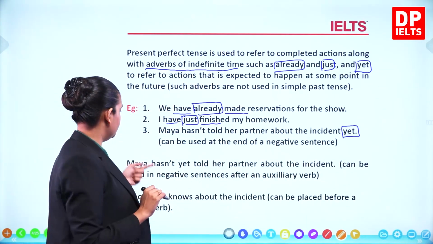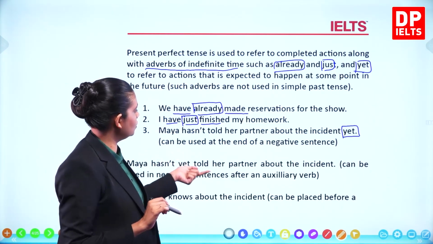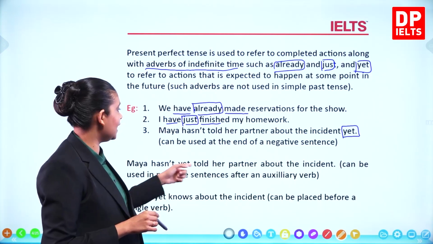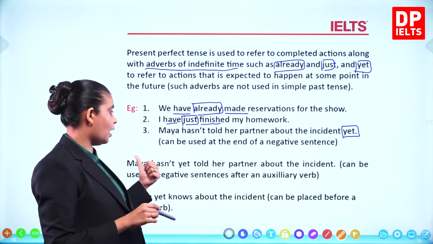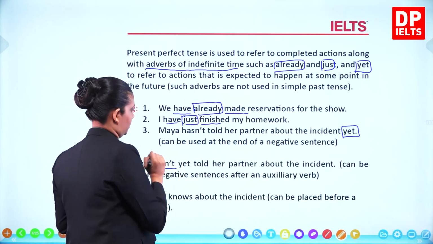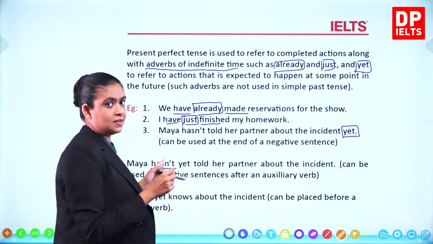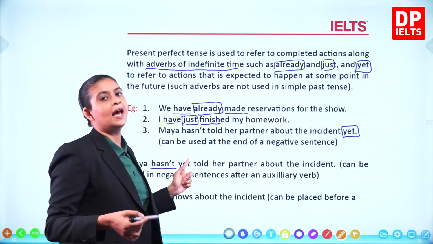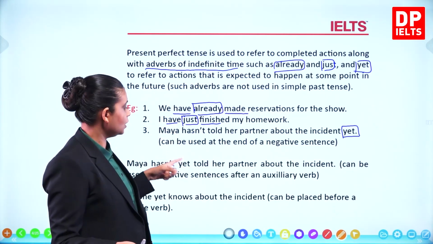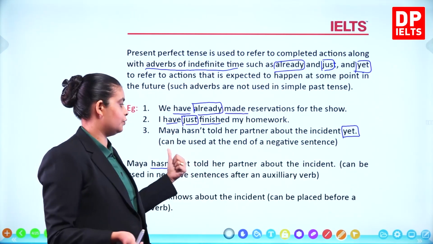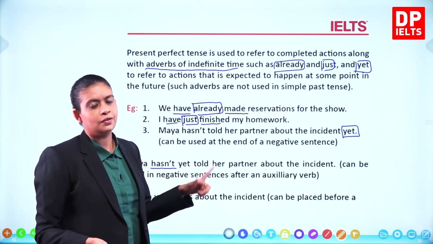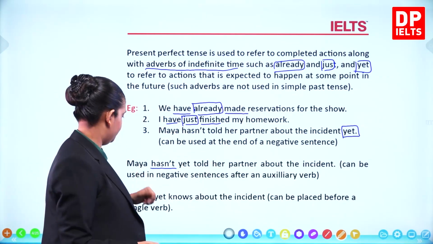Also remember, Maya hasn't yet told her partner about the incident can be used in negative sentences, but it has to be after an auxiliary verb. So, auxiliary means supporting verbs. Has, have are auxiliary verbs as I told you here. So, if you are going to write yet, you always have to write it after the auxiliary verb.